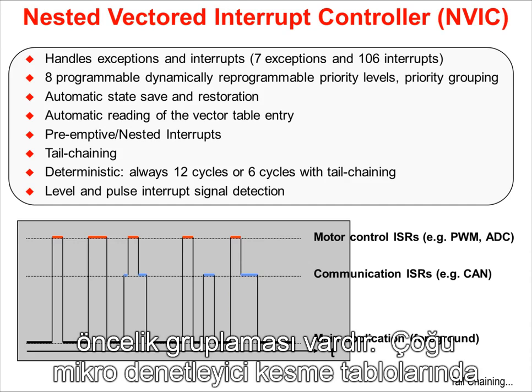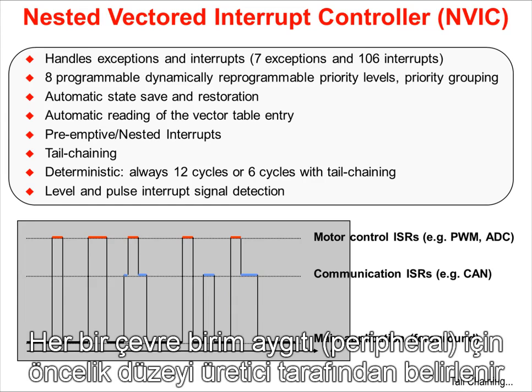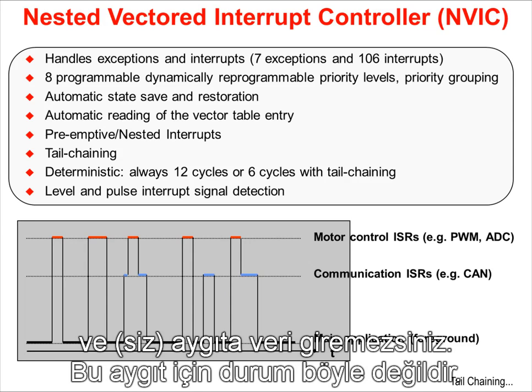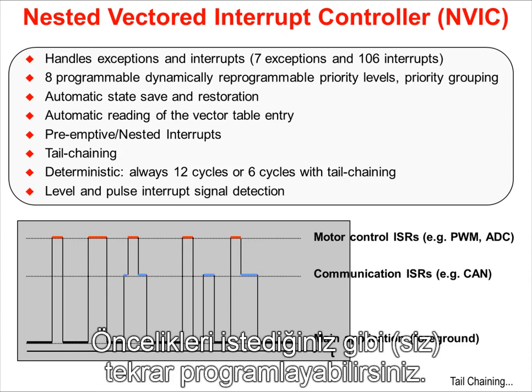In most microcontroller interrupt vector tables, the priority levels for each peripheral are set by the manufacturer, and you have no input into what they are. That's not the case on this device. You can reprogram the priorities as you like.